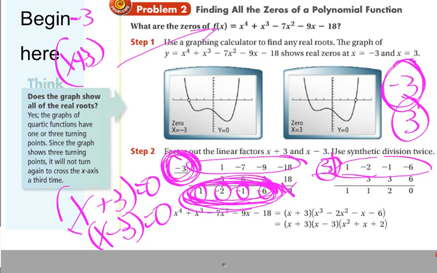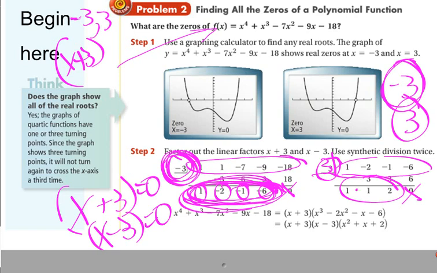So what's left over should definitely be a quadratic. And when you do this, it is. Remainder of 0, it should be because it was a 0. We already proved that. So we've got negative 3 and 3 as 2 of our answers. Now what we're going to do is factor the quadratic with our factoring skills and get our last 2 roots. Right? Because we know the answer, we're going to have 4.